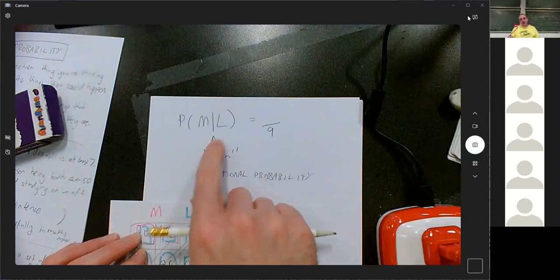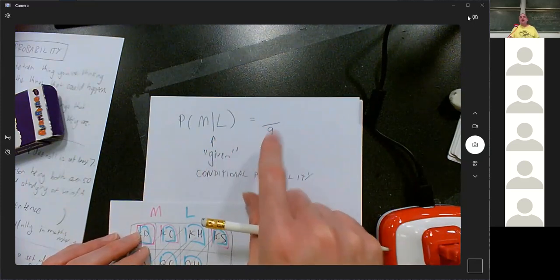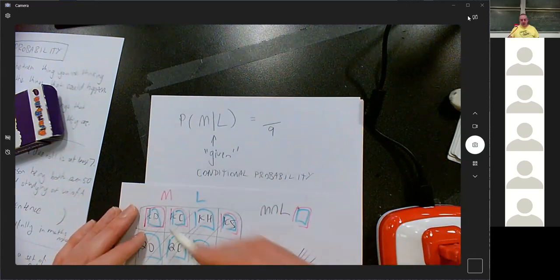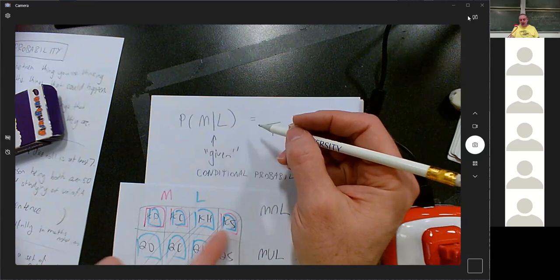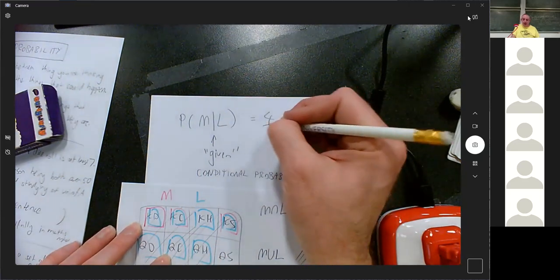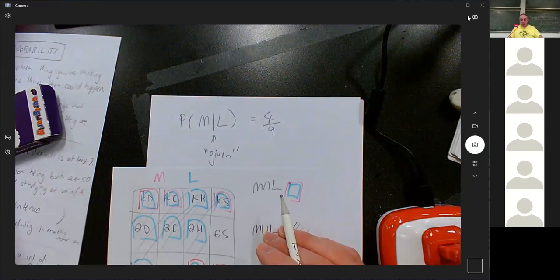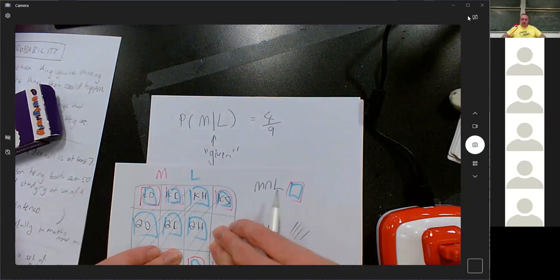It's only out of the ones looking left, and so it's only out of 9 because that's how many are looking left. And there's 4 of them. Out of the ones that are looking left, 4 of them have moustaches. Because I'm ignoring all the ones that aren't looking left, and so these ones here don't count.